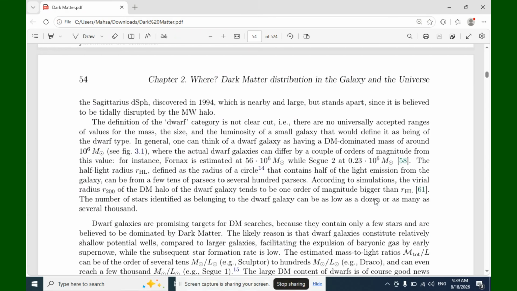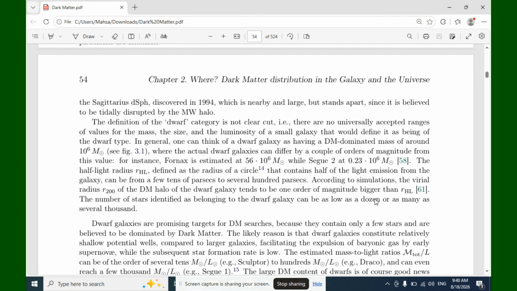In general, one can think of a dwarf galaxy as having a dark matter-dominated mass of around 10 to the power of 6 solar masses. See figure 3.1, where the actual dwarf galaxies can differ by a couple of orders of magnitude from this value. For instance, Fornax is estimated at 56 multiplied by 10 to the power of 6, while Segue 2 is at 0.23 multiplied by 10 to the power of 6.